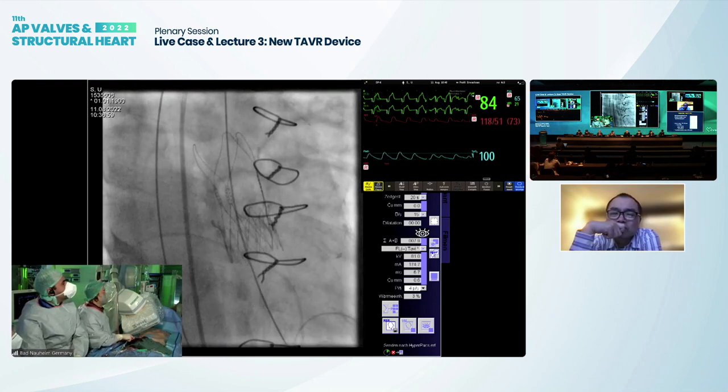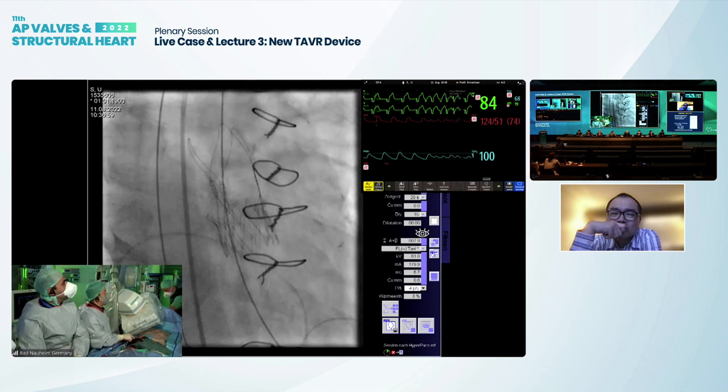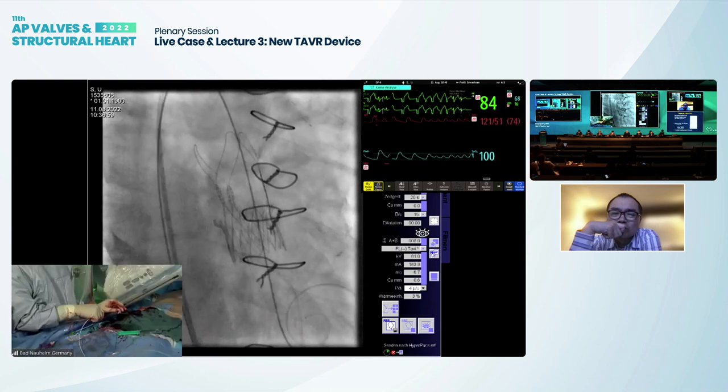I think it is impossible to snare because of the structure, yeah.